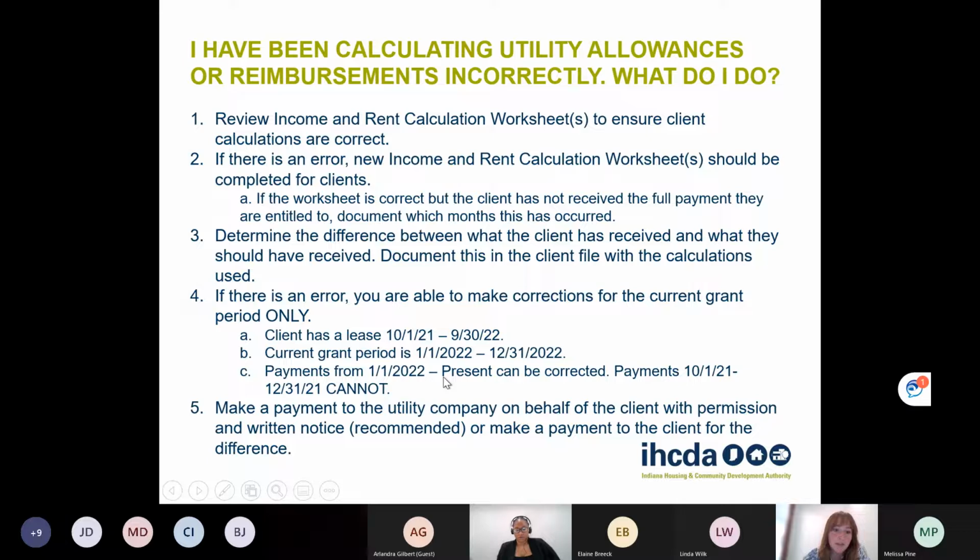And then the last step would be to, once you have that full amount determined, once you have the difference calculated, you could either make a payment to the utility company on behalf of the client, as long as you have that documented permission from them, or you could do the reimbursement payment directly to the client.